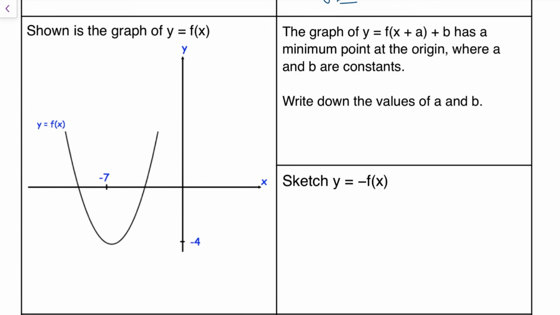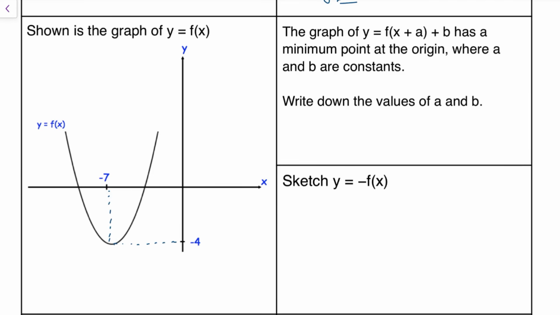Next question. Shown is a graph of y equals f of x. So it tells me f of x, and I think it's trying to tell me that's the vertex, which is 7, minus 4. Then it says a graph of f of x plus b has the minimum points.